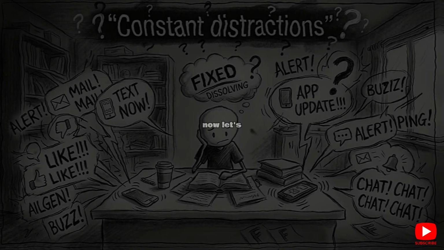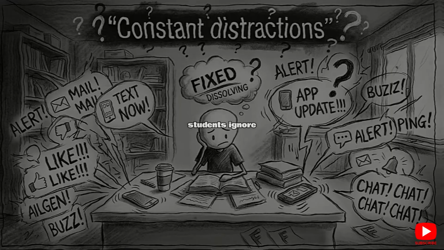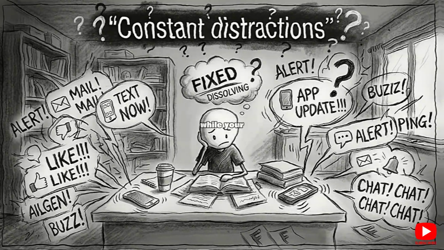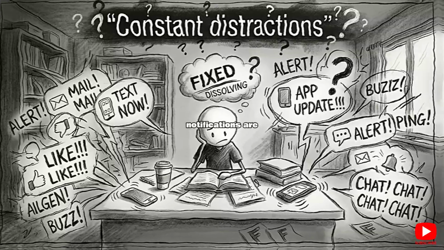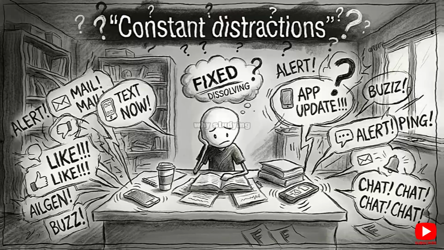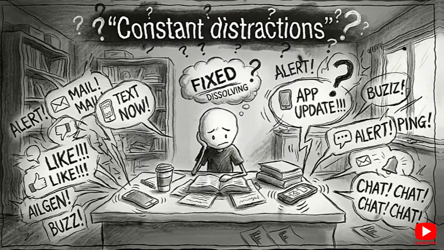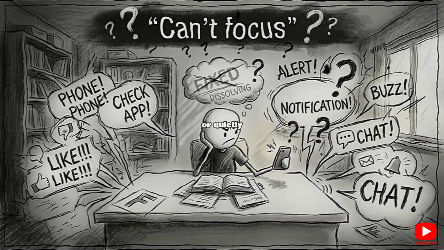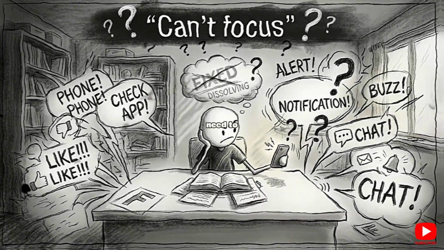Step 2, fix your environment. Now let's talk about something most students ignore completely. Your environment. You're trying to focus while your phone is buzzing, notifications are popping up, and distractions are everywhere. And then you wonder why studying feels impossible. Here's the truth. Your environment is either helping you succeed or quietly making you fail. So you need to fix it.